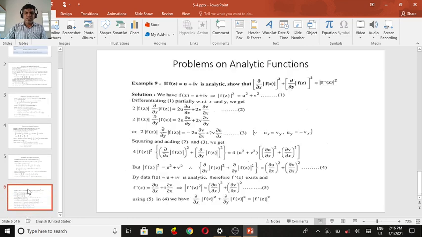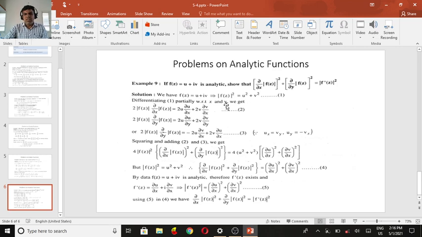See one more example. This is the way we are proving it: if f of z is u plus iv and is analytic, then del by del x of modulus of f of z whole square plus del by del y of modulus of f of z whole square is equal to modulus of derivative square. So f of z is analytic, so we are proving. So f of z is u plus iv, so modulus of f of z square is equal to u square plus v square.